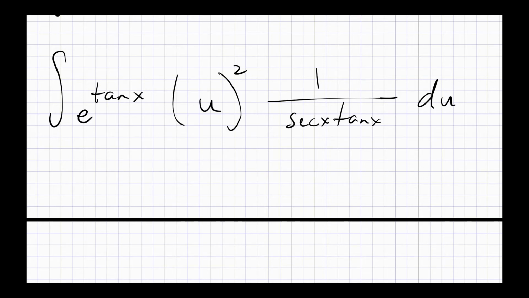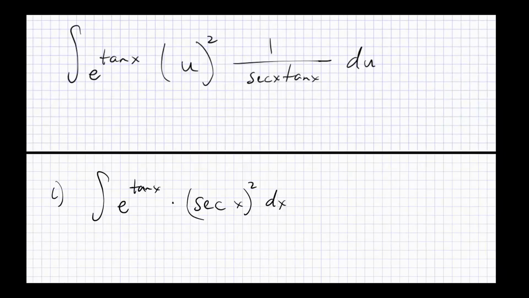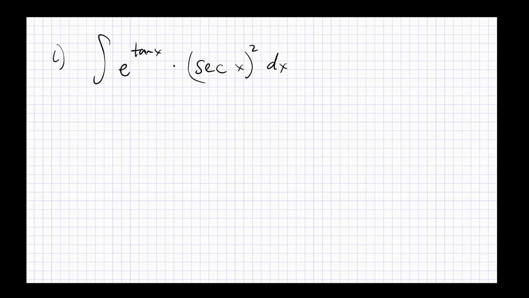Okay, so let's tackle the problem a little differently. So let me rewrite the problem here. We have e to the tangent of x, secant of x squared, dx. Okay, let's try a different route. We tried secant of x as a u, and it didn't work out. Now we have two other options. We have e and we have tangent of x.